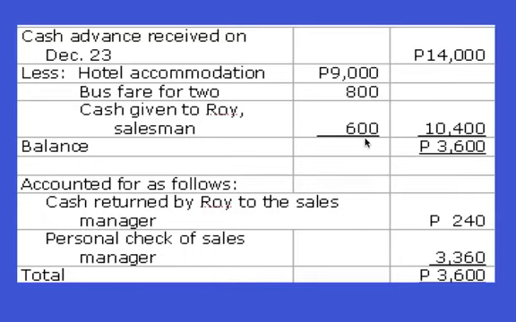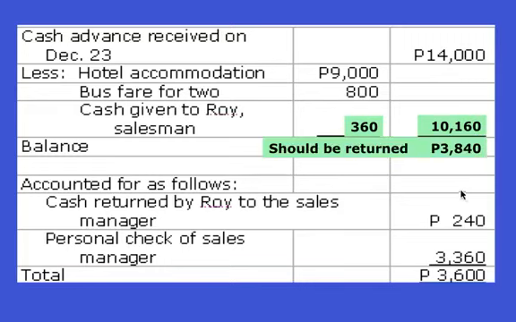So, ibig sabihin, dyan sa 600 na yan, hindi lahat yan nagamit. For accounting purposes, kunin mo yung difference. Ang nagastos lang, 600 minus 240. Dapat, 360 lang yan. So, yung correct travel expense, eto lang dapat. Yan lang yung talagang nagastos. Okay? So, yung difference, yun ang dapat isinoli ni JR.